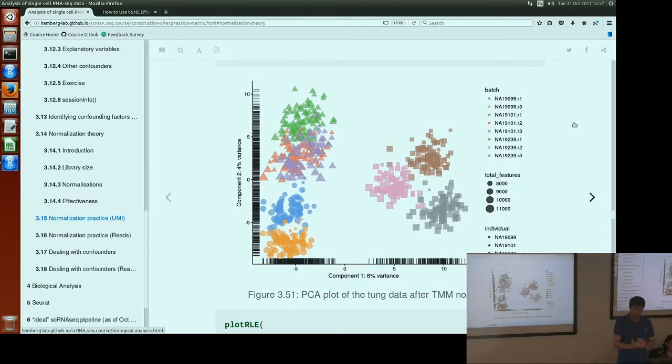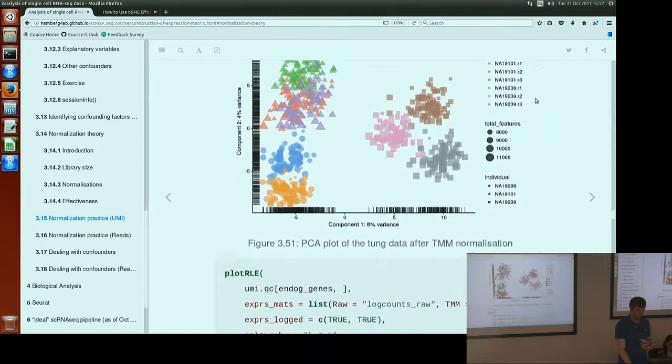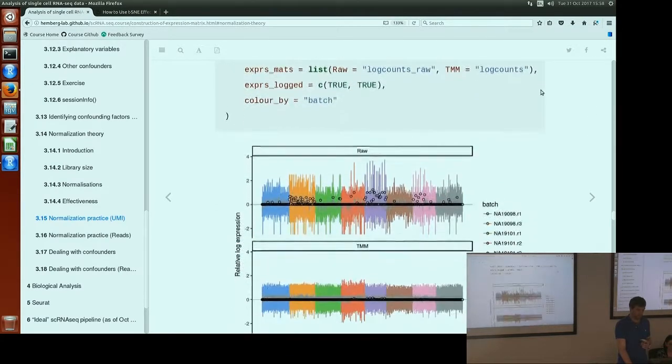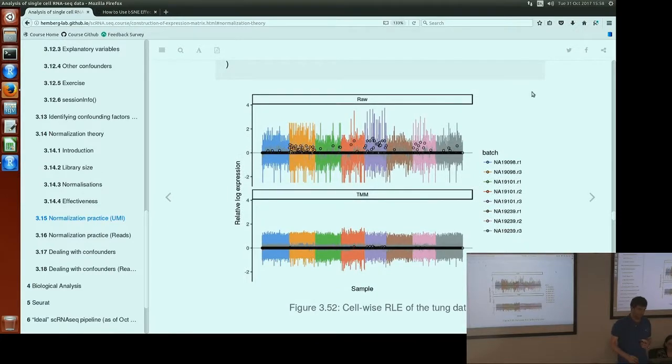That first principal component still separates individual 19239 from the others. Yeah, I think we've said what needs to be said there. The picture is not profoundly different. Compared to the raw, again, TMM is much better.